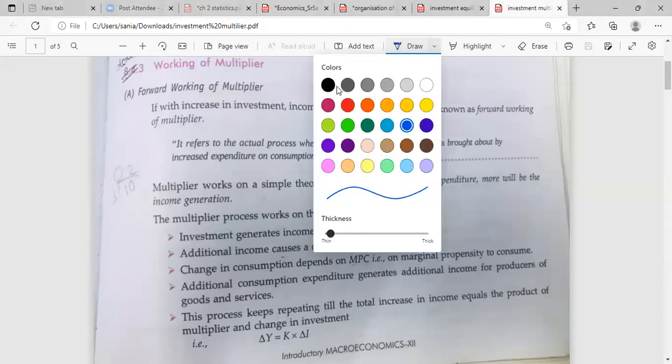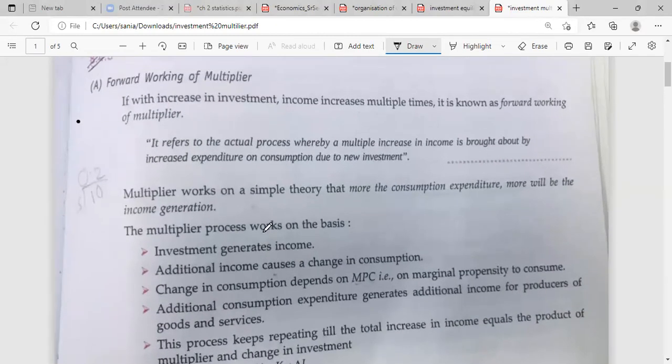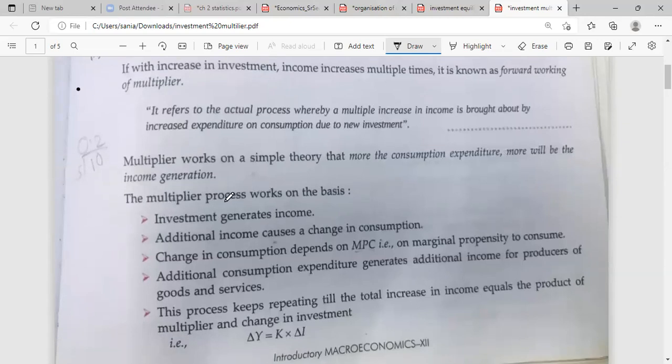Okay, so I think we wrote this like forward one, and we wrote this as well. This one, no, yes, ma'am. We wrote this, the multiplier, yes.